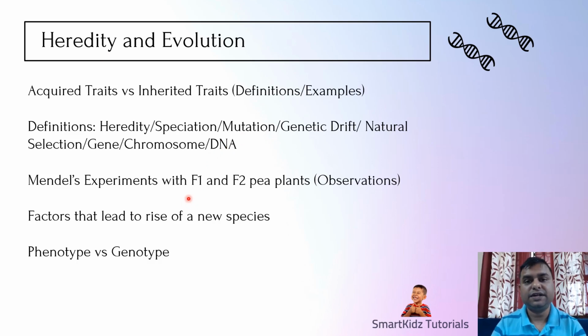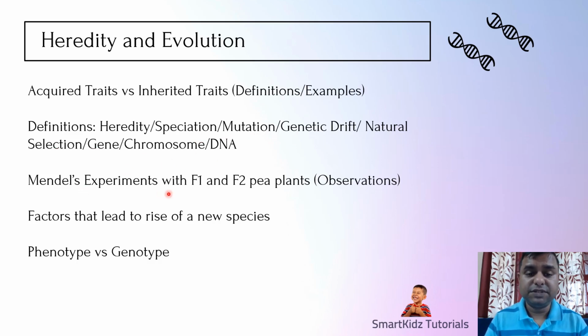Whereas inherited traits are something that comes to you from birth, like, if your family has high blood pressure, you will also have high blood pressure. That is an inherited trait. Definitions you should know of heredity, speciation, mutation, genetic drift, natural selection, gene, chromosome, DNA. Okay, all these definitions you should know.